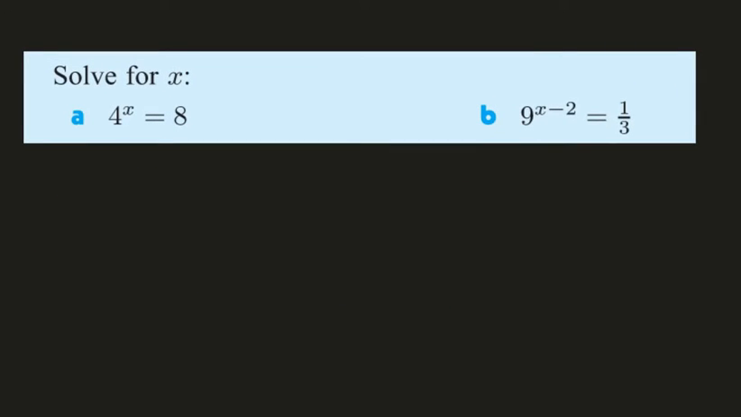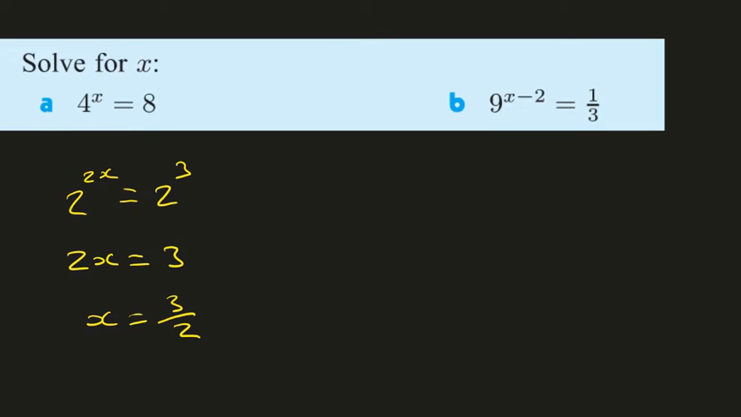Going a little bit further again, this time we've got a 4 and an 8 on the left, for part A, so we can write those both as a power of 2. So we've got 2 to the power of 2x equals 2 cubed. So 2x is going to be 3. x is going to be 3 over 2.